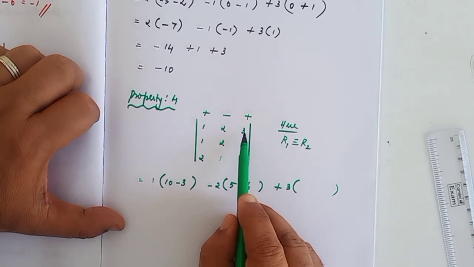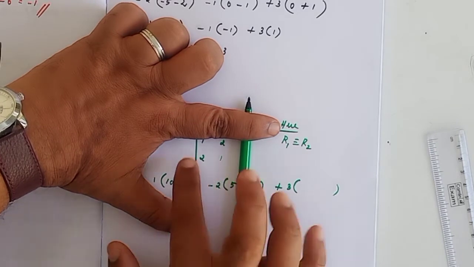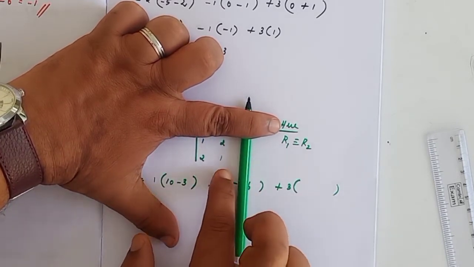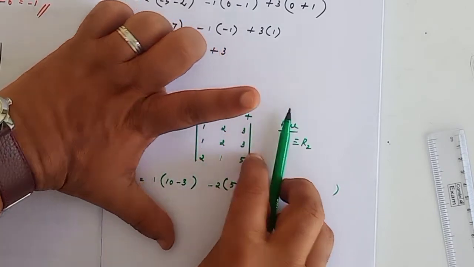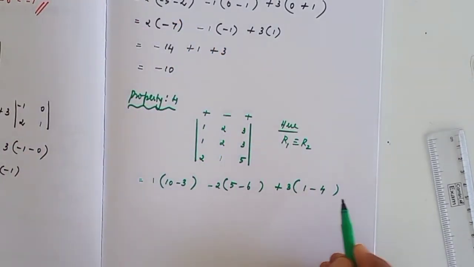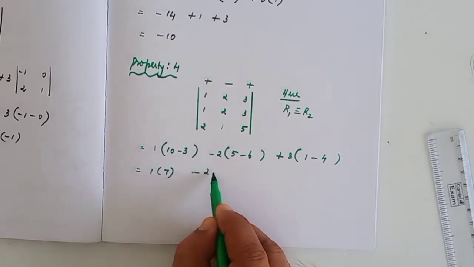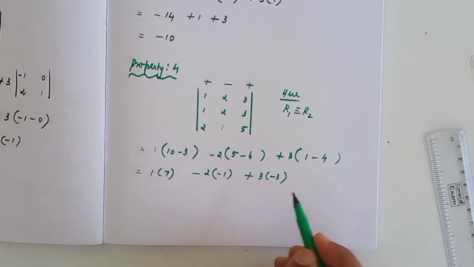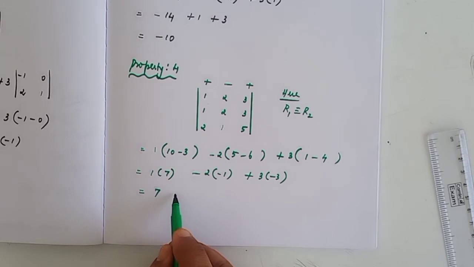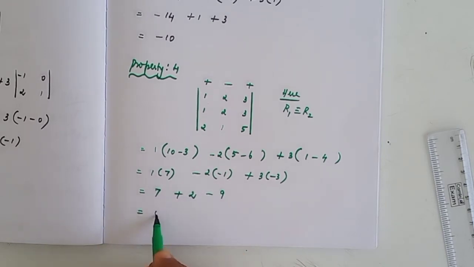And the last one, 3, the element's column and row should be eliminated. If you eliminate, these 4 elements are left out. Multiply 1 into 1, 1, and 2 into 4 becomes minus 4. So 1 minus 4. Now we have to simplify. That is equal to 1 into 7 minus 2 into minus 1 plus 3 into minus 3. That is equal to 7, minus into minus plus 2, and 3 into minus 3, that is minus 9. 7 plus 2, 9 minus 9, that is equal to 0.